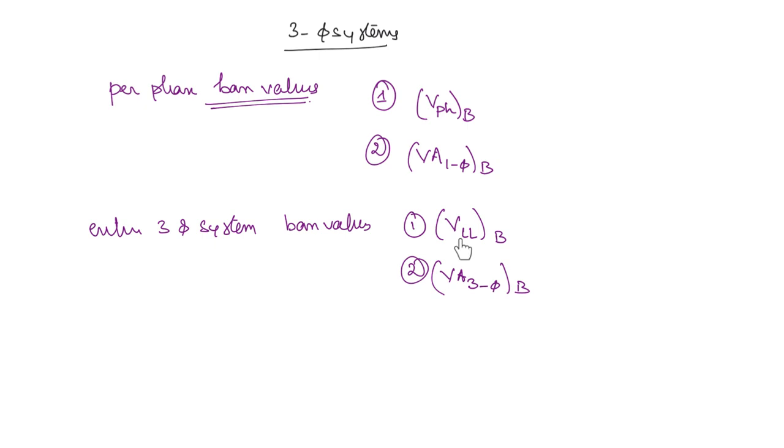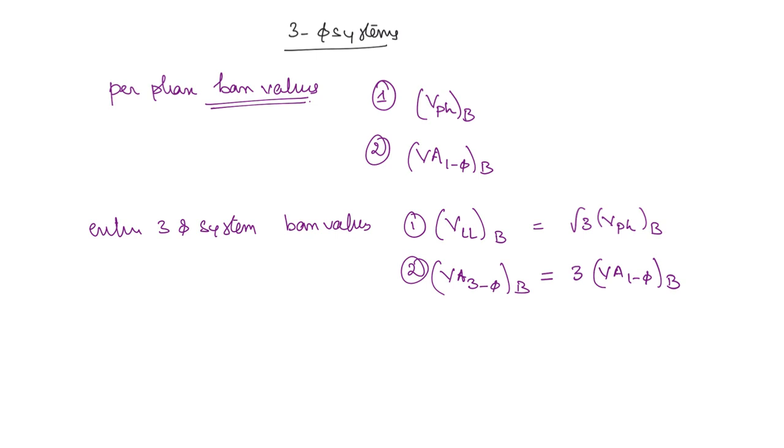So here the VLL base value is related to the phase value, just like a normal line and phase relationship. So what will this be? √3 times the phase value. Now what about the volt ampere for three phase? This is going to be 3 times each phase. Okay, so this is the relation.